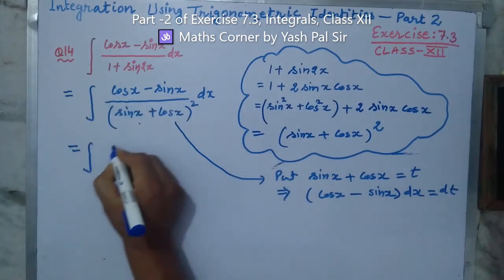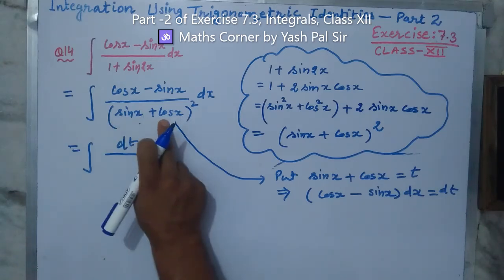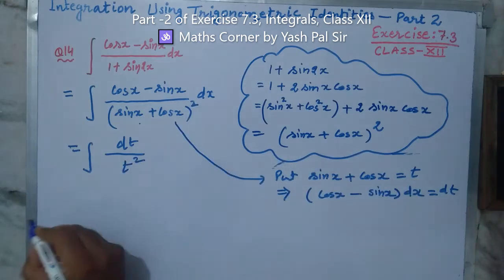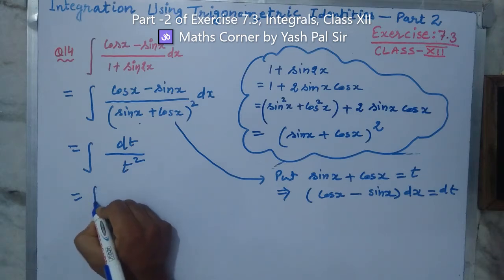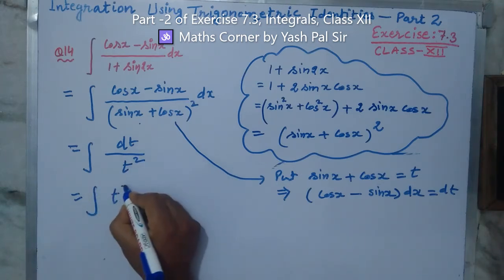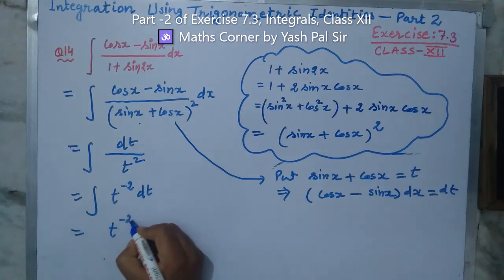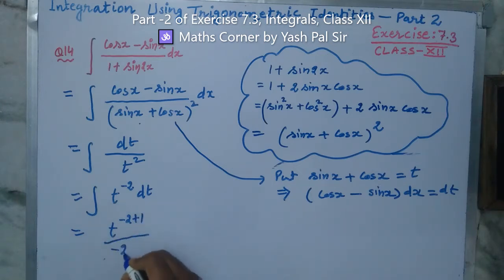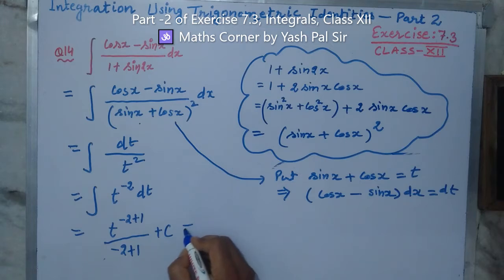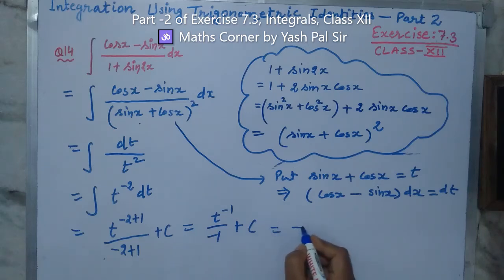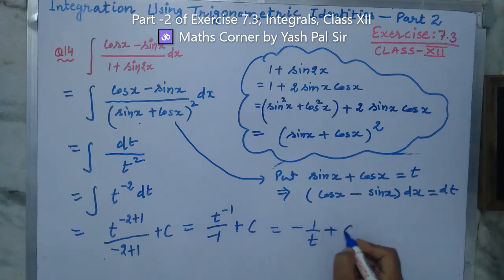Now dt divided by this whole, which is assumed to be equal to t, but its square is also there. So now we can say integration of t raised to power minus 2 into dt. So this is equal to t power minus 2 plus 1 upon minus 2 plus 1, plus c. So this is t power minus 1 upon minus 1 plus c. So this is equal to minus 1 upon t plus c. What is the final value? Minus 1 upon, what is t?